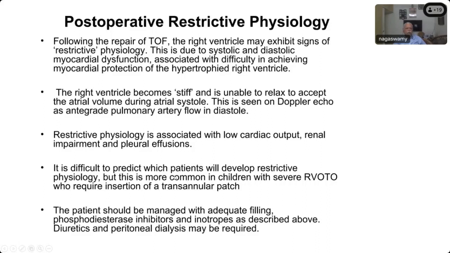And it is difficult to predict which patient will develop the restrictive physiology, but more common in children who have severe right ventricular outflow tract obstruction, where it is corrected with what is called the transannular patch at the level of the valve. And the patient should be managed with adequate filling, and they may require milrinone as an inotrope to improve the circulation, and other inotropes also. Diuretics and later peritoneal dialysis for any renal impairment will be required.